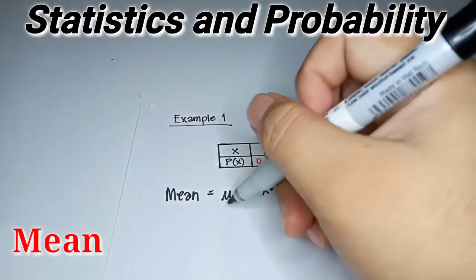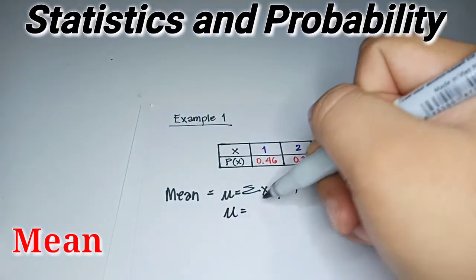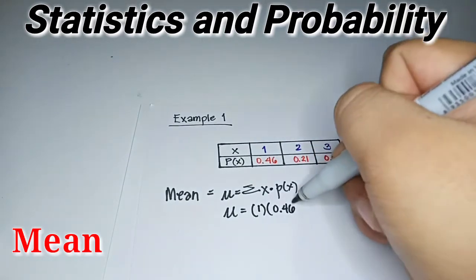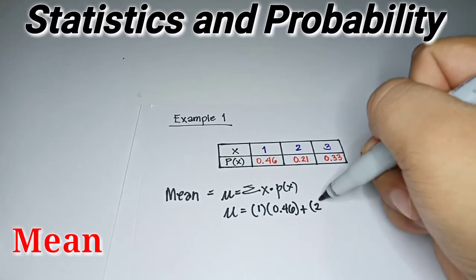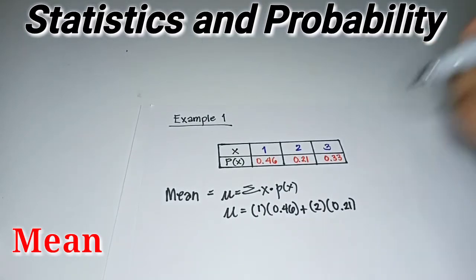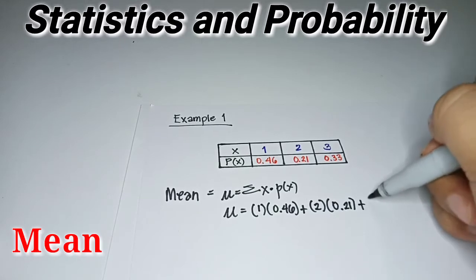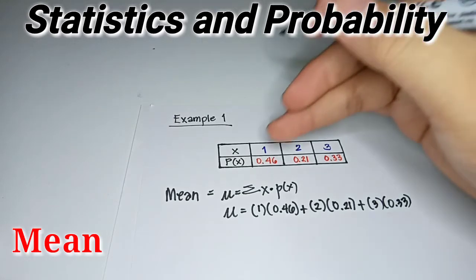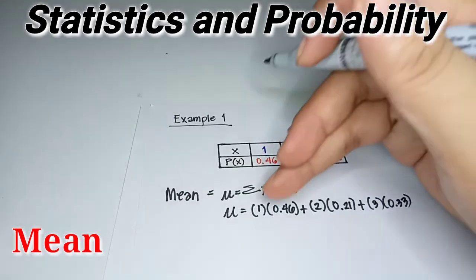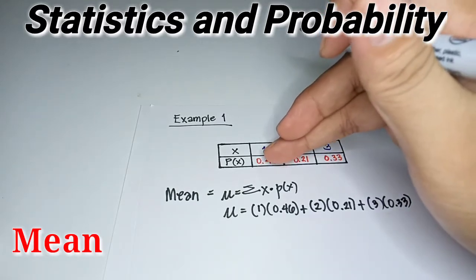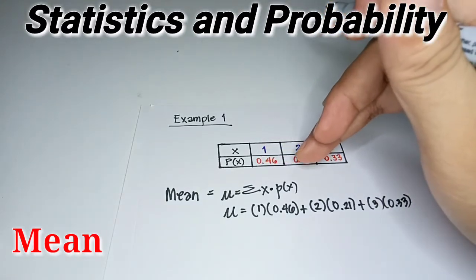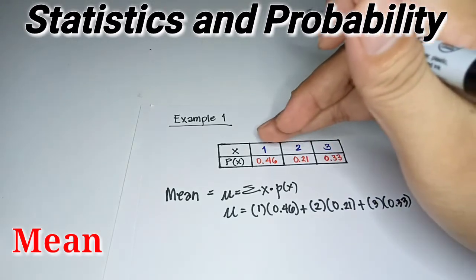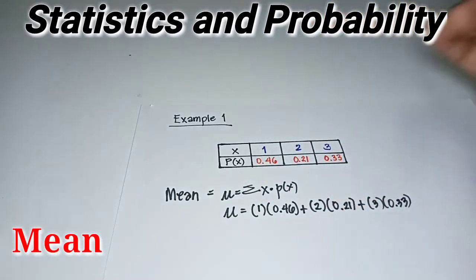So let's start. So we'll write mu is equal to, we'll have here 1 times 0.46, then plus 2 times 0.21, and plus 3 times 0.33. Again, the value times its probability, that's 1 times 0.46, and then 2 times 0.21, and 3 times 0.33. After multiplying these values, add them all and then you'll get your mean.